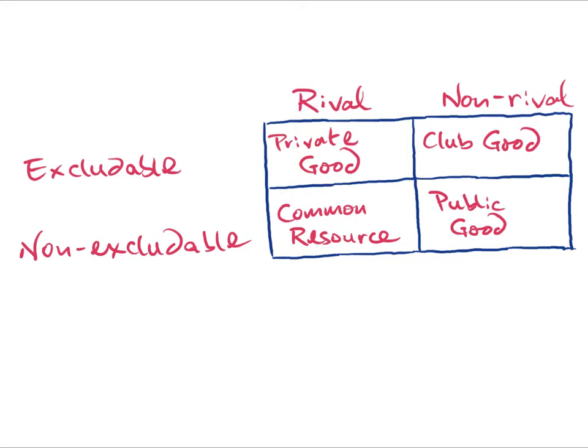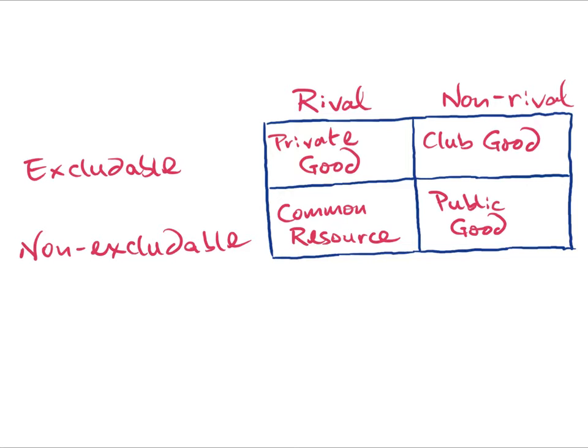The other type of quasi-public good, not quite a private good, not quite a public good, is a common resource. A common resource is rival in consumption. That means one person using it does reduce the benefit that other people get from it, but it's not excludable. A great example of a common resource would be fish out in the ocean.